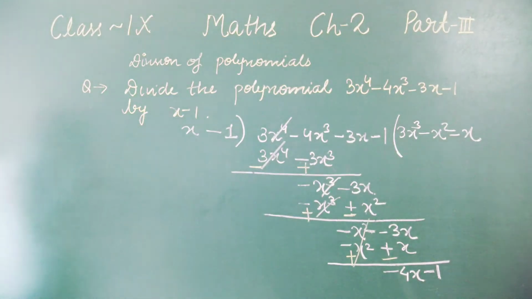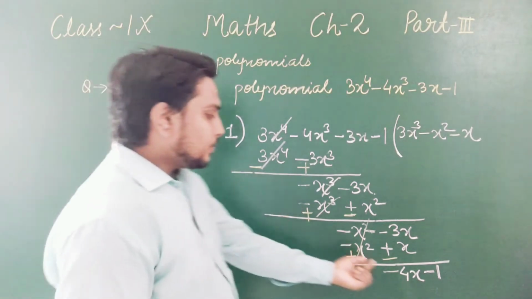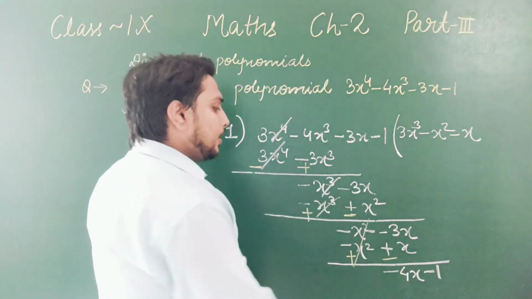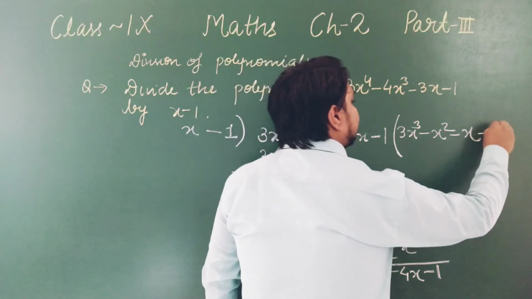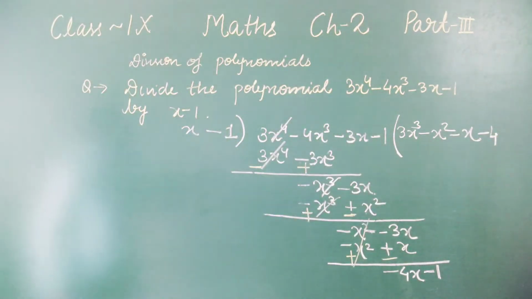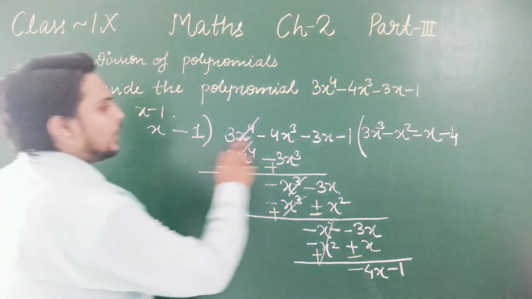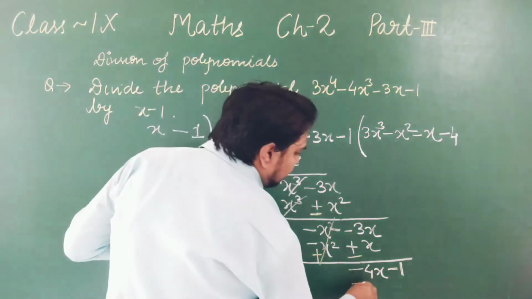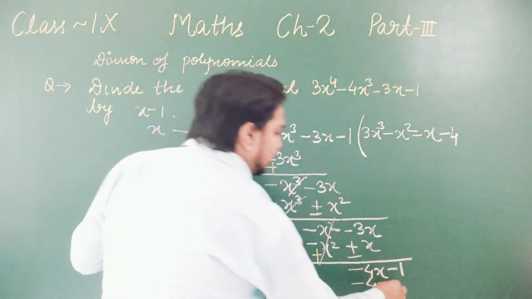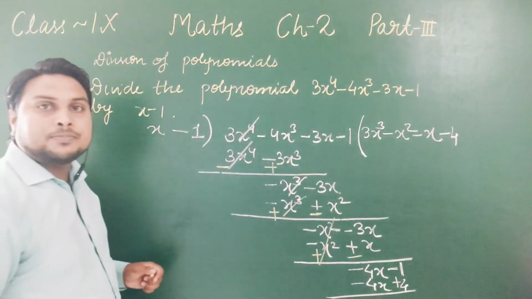After that, here it is x, here it is minus 4x, so we will multiply by what? We will multiply it by minus 4. Then what will we get? We will get x into minus 4, that is minus 4x, and minus 1 into minus 4, that is plus 4. Okay, and then we will do the subtraction.